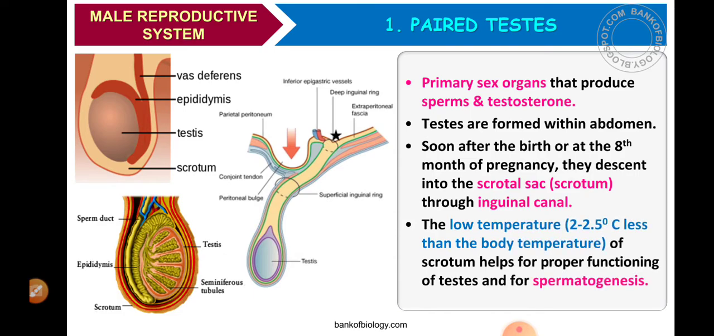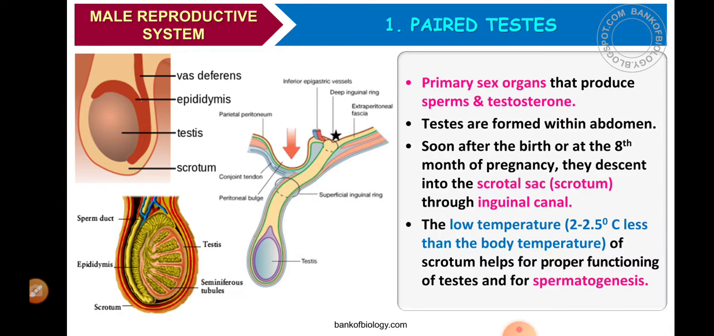In the slide, you see some written comments. Testes are the primary sex organ. They produce sperm as well as the hormone testosterone. Testes are outside the abdominal cavity. The reason is well known to you, because in class 12 also some portion of this system was covered.